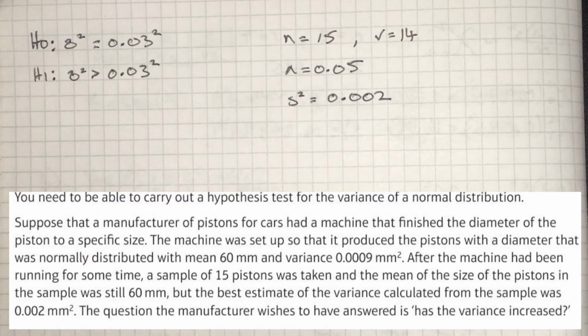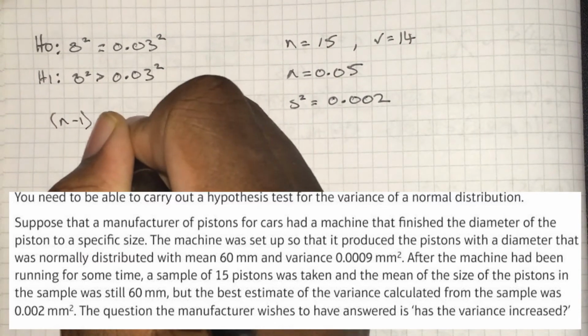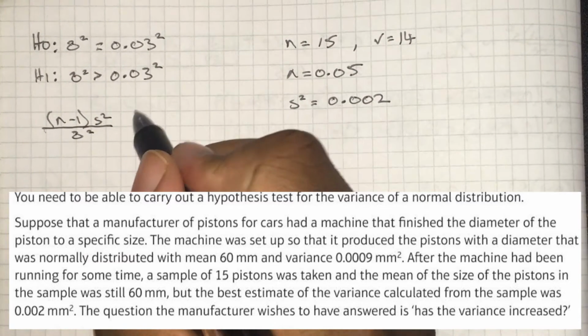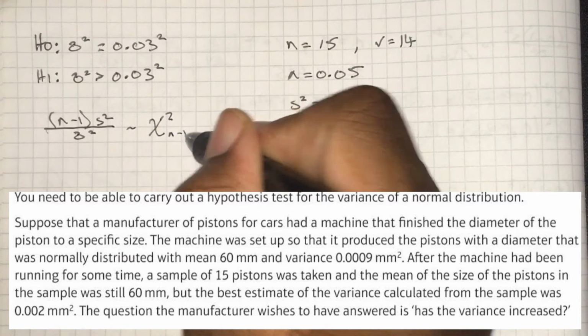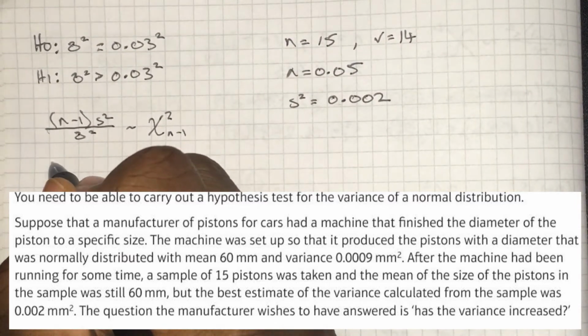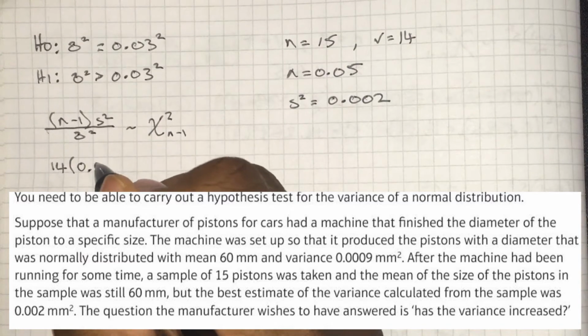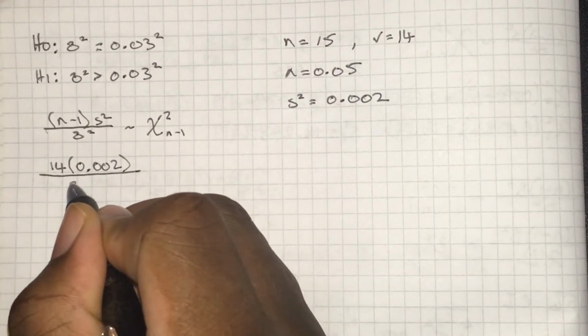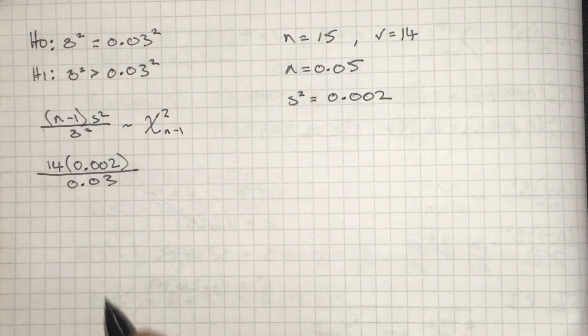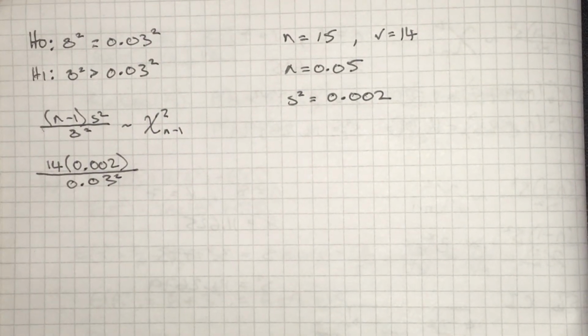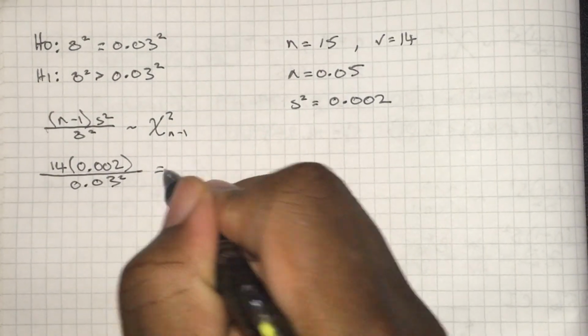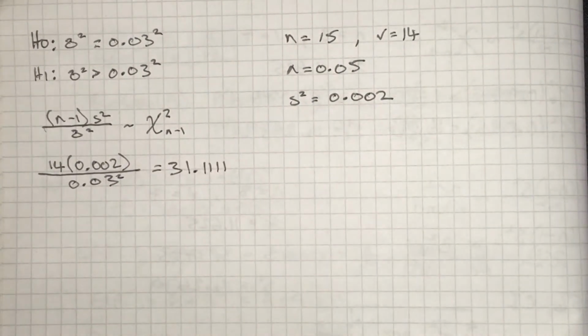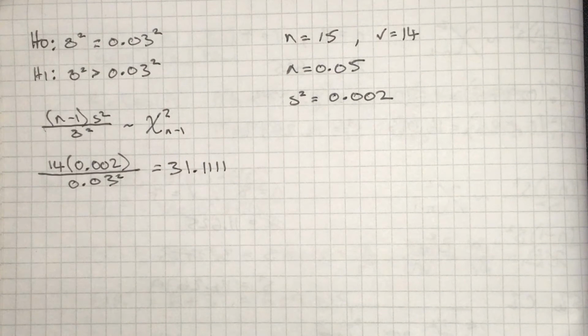What we're going to do now is calculate a test statistic. The test statistic for this particular sample is going to be (n-1) multiplied by s² all over σ². And we know that that follows a chi-squared distribution. So to find our particular test statistic value, we're going to substitute 14, 0.002, and 0.03 squared, and that gets us an answer of 31.1111.